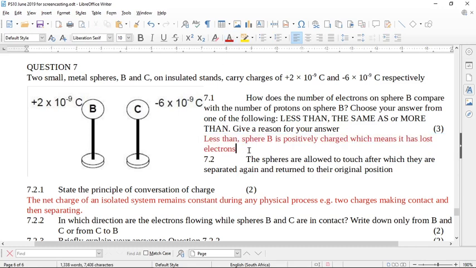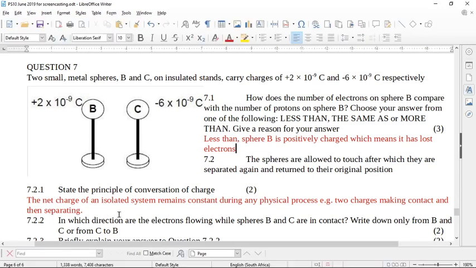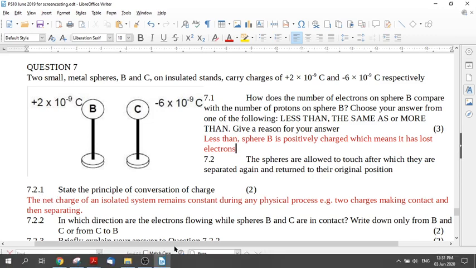The spheres are allowed to touch, after which they are separated again and returned to their original position. State the principle of conservation of charge. Remember, you have to learn this definition. There's nothing you can do about it. The principle of conservation of charge is that the net charge of an isolated system remains constant during any physical process. For instance, exactly what's happened here, two charges making contact and then separating. It just means that the total amount of charge before contact is equal to the total amount of charge after contact. That's what that net means.